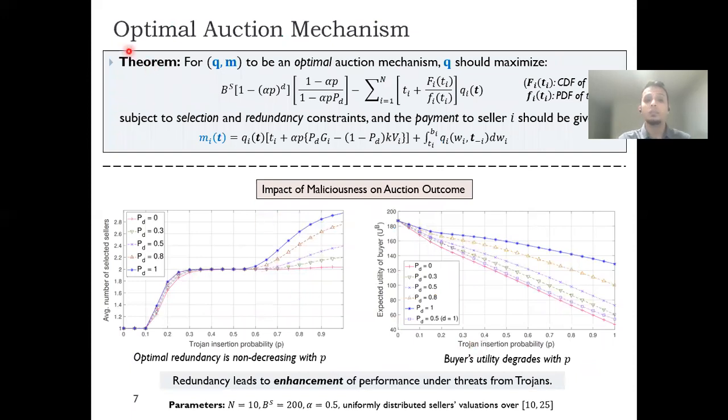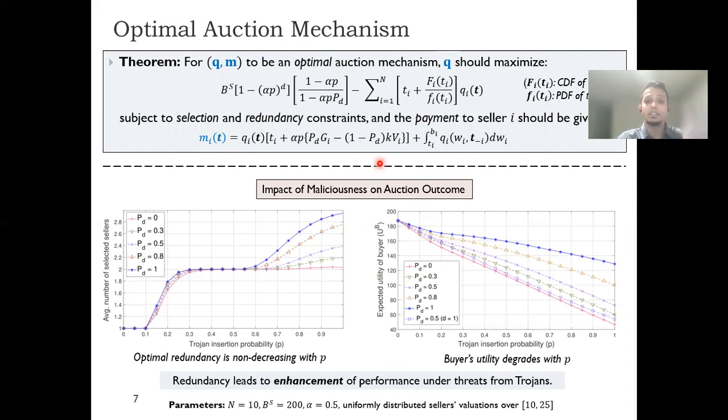The theorem says that for any Q and M, where Q is the selection state and M is the payment, to be an optimal auction, Q should maximize this particular function, which is subject to the selection and the redundancy constraint. And we figure out that the payment made to the seller I is given by this particular set of equations.